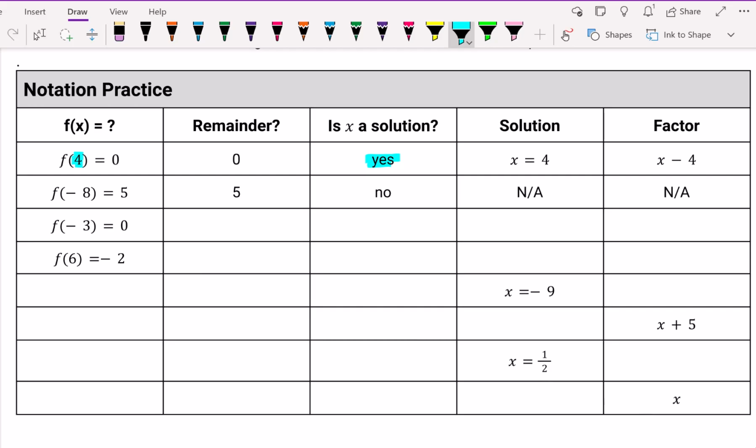So if you plugged in a 4 and you get 0, then it is a solution. Therefore, you can say that 4 is a solution, and you can work backwards and say x minus 4 is a factor. Likewise, if you wind up with f of negative 8 and you plug that in and test it and wind up with a 5 as a result, your remainder is 5. Now, if your remainder is anything other than 0, it is not going to be a solution. If it's not a solution, then you cannot write the solution and you cannot write the factor. So we're out of options.